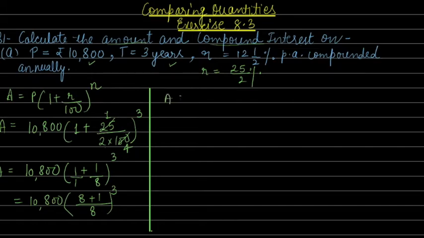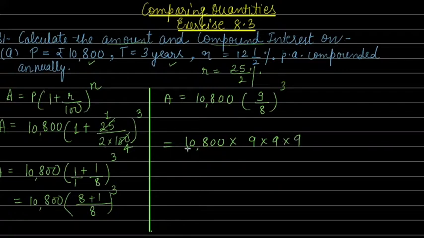So the amount will be 10,800 into 9 by 8 raised to the power 3. This much. So now we'll expand it to solve it. So 10,800, and 9 you have to expand 3 times and upon 8 we have to expand 3 times. Now we will start cancelling these terms.